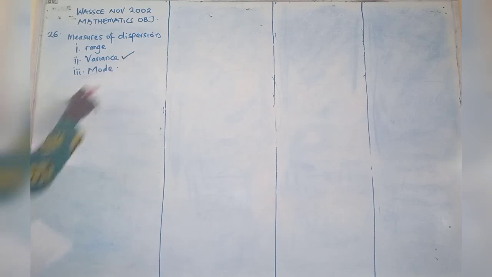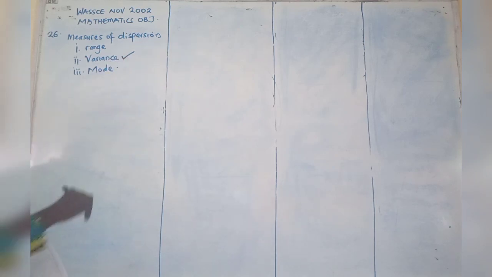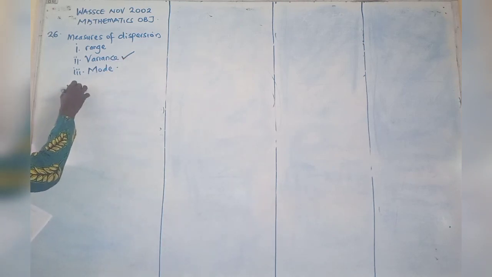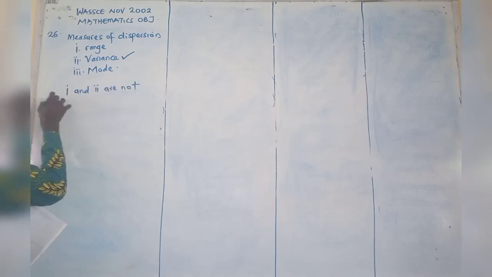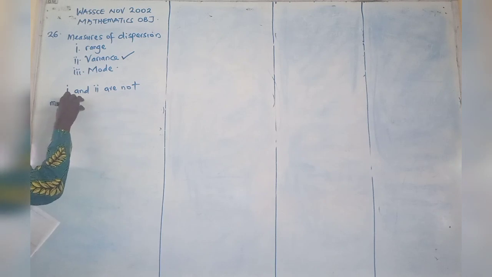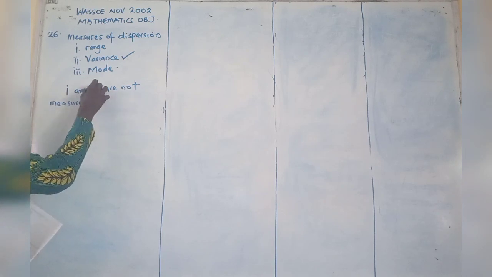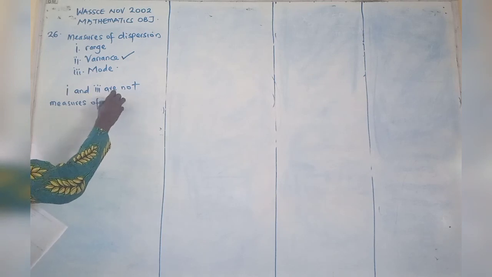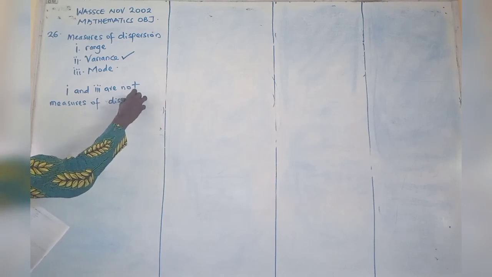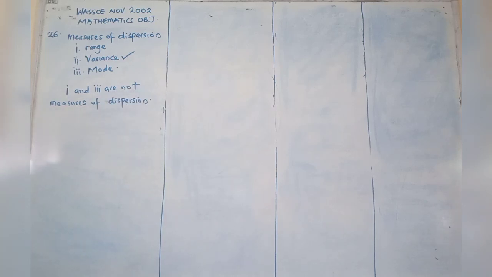But the question says which are not. So it means 1 and 3 are not measures of dispersion. So that settles that. Figure 1 and 3 are not measures of dispersion. Now let's look at question number 27.